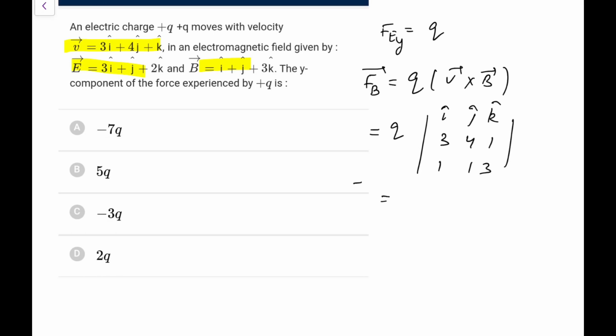So the k component, I need to check only the k component. Sorry, not the k component, I am calculating the y component, which means j. That would be minus, we write initially, 3 threes are 9 minus 1, so it will become minus 8q. So if I add up, it comes out as minus 7q. Go for option A in this particular case.